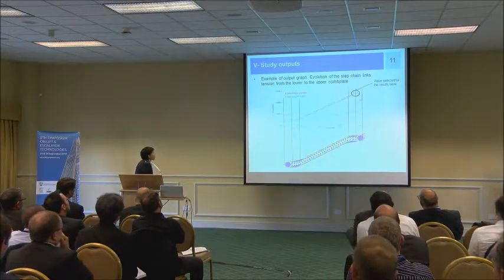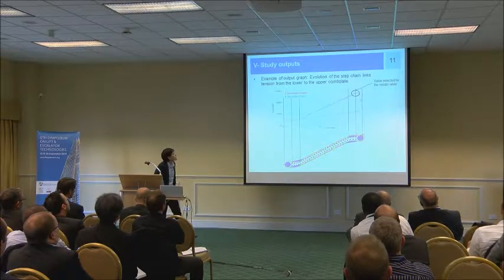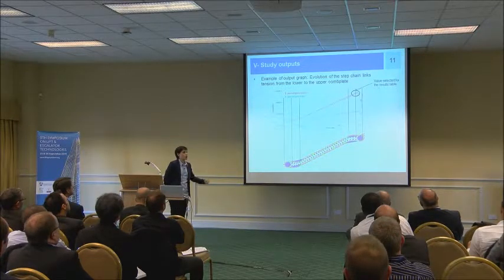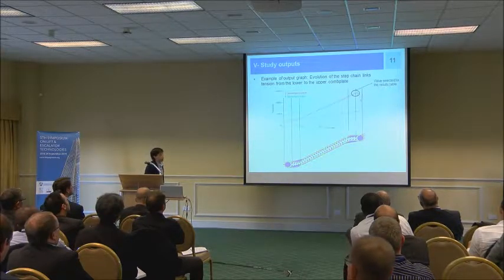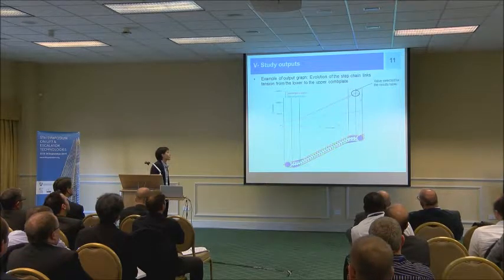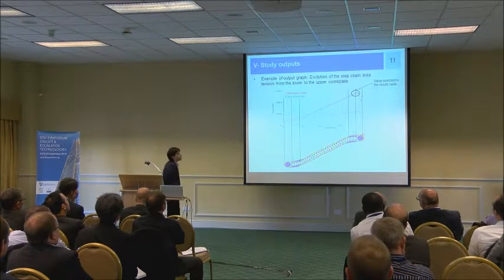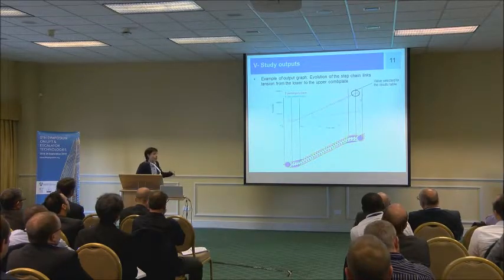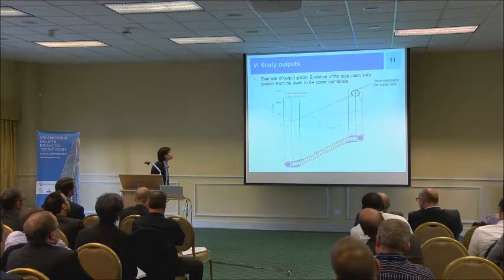So here you can see an example of an output graph: the evolution of the step chain link tension from the lower to the upper comb plate. For each of these graphs, we selected one value to complete our result table. In this case, it is the maximum value, but depending on the output, it could be the minimum, the maximum, or the mean value.